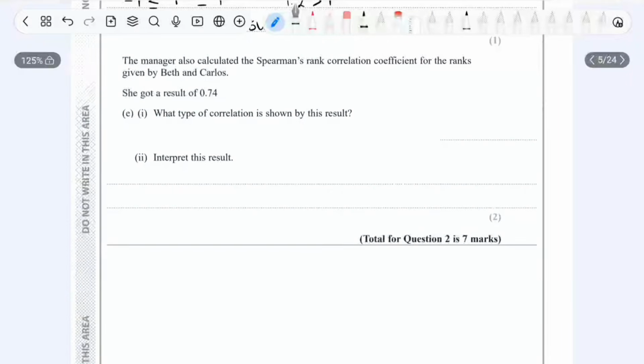The manager also calculated the Spearman's rank correlation coefficient for the ranks given by Beth and Carlos. She got a result of 0.74. What type of correlation is shown by this result? Since the whole thing seems to be 2 marks, I'll just write positive, but sometimes you might need to be more specific and give, well, an adjective, either strong, weak, moderate.